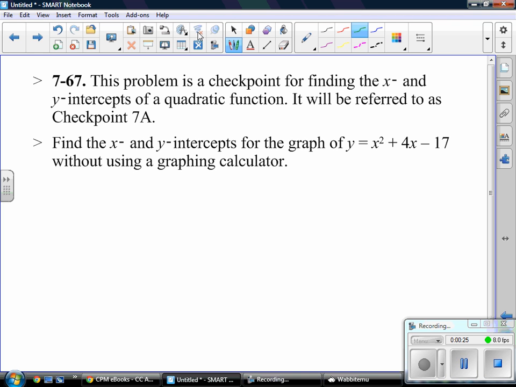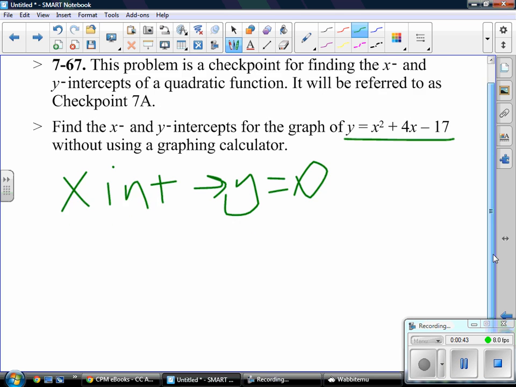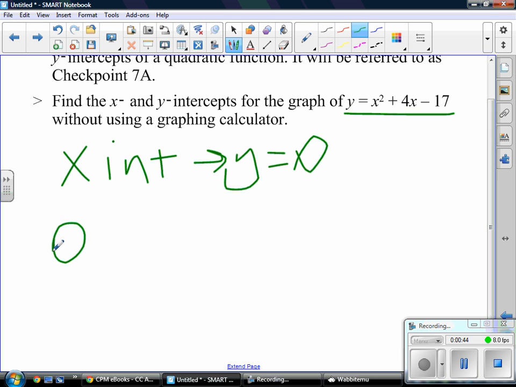So we're going to find the x and y intercepts of this quadratic function right here without a calculator. So without typing it into our graph, we're going to figure it out algebraically. So I know for my x-intercepts, I'm going to plug in y equals 0. Okay, so the opposite variable is going to become 0. So if I plug in 0, I have 0 equals x squared plus 4x minus 17.